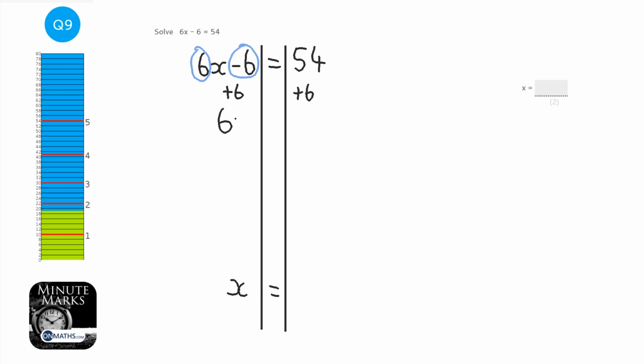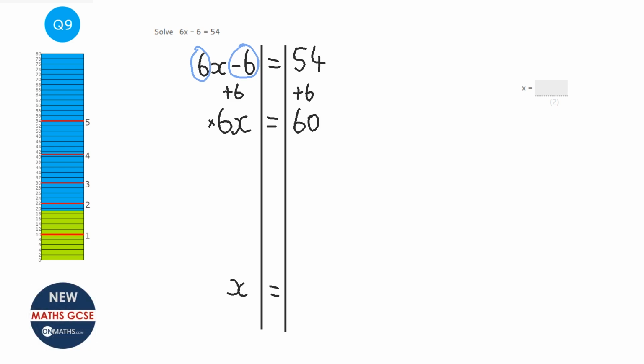So we're going to end up with 6x on the left hand side, because we've got rid of the minus 6. And we're going to add 6 to that to make 60. Now we want to get rid of the 6 before the x. Now that's a times 6. When you put a number next to a letter, it's a times. So to get rid of it, we need to divide by 6.